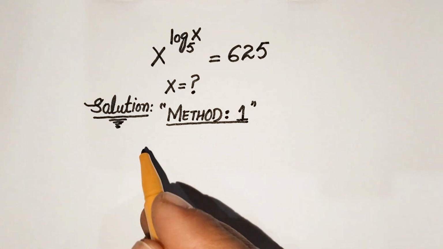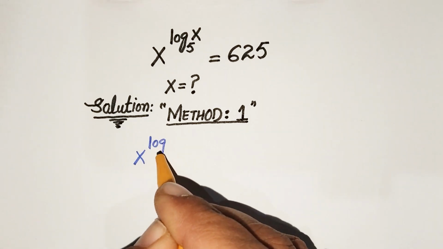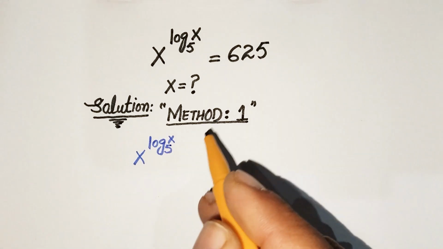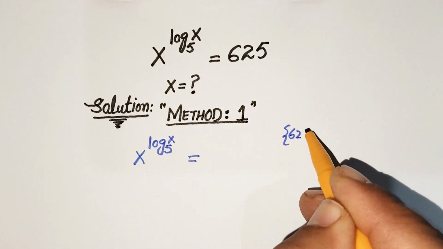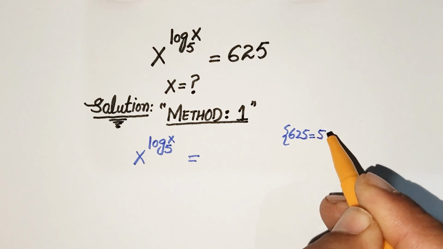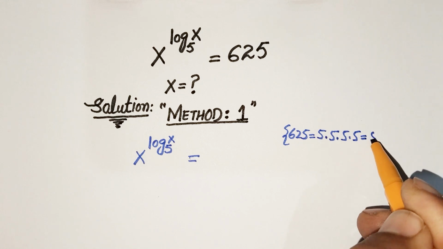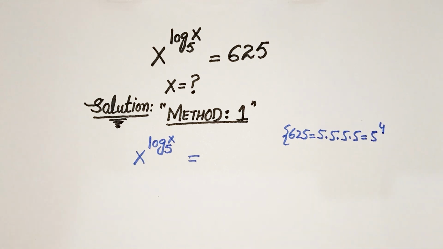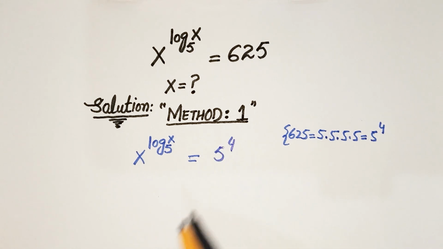So first of all we are going to write x power log x with base 5, which is equal to 625. As we know that if we write 625 in powers of 5, then we can write it 5 times 5 times 5 and then times 5. So it is equal to 5 raised to the power 4. So 625 can be written as 5 raised to the power 4.